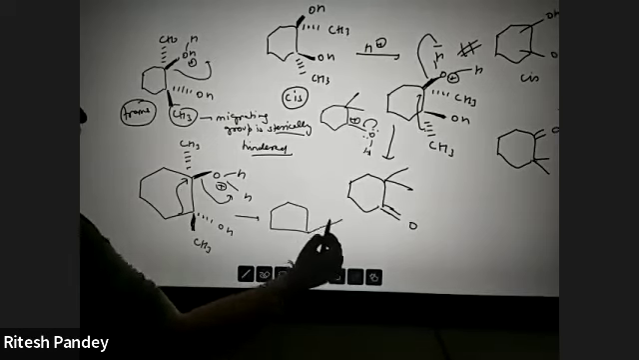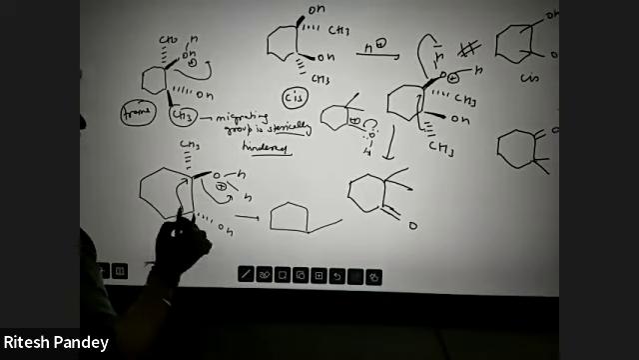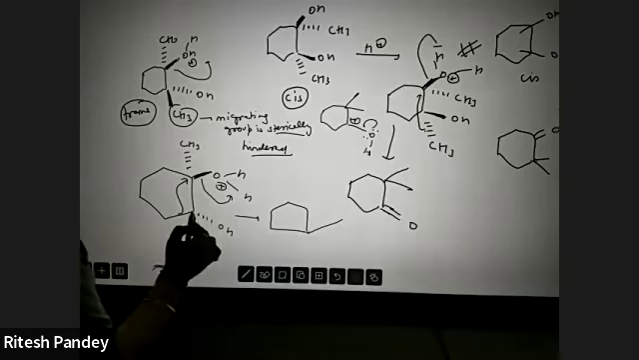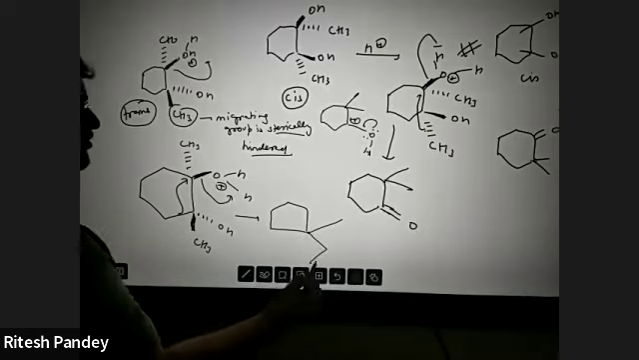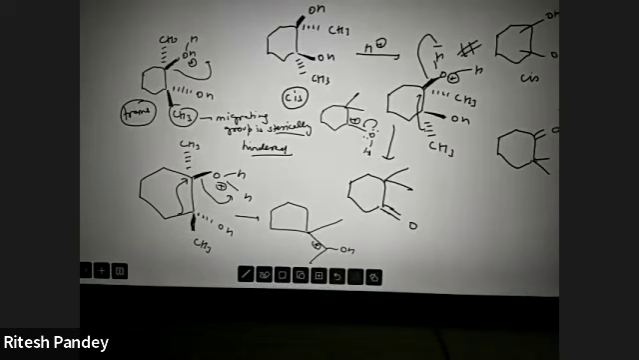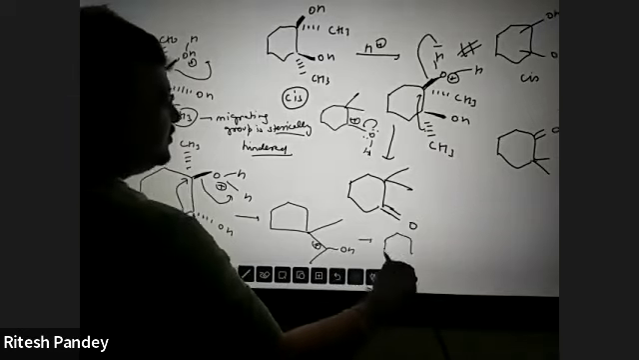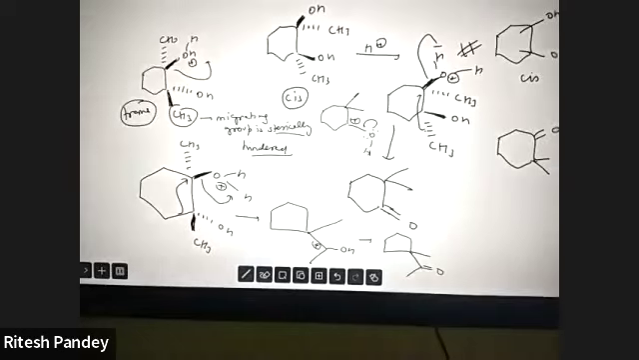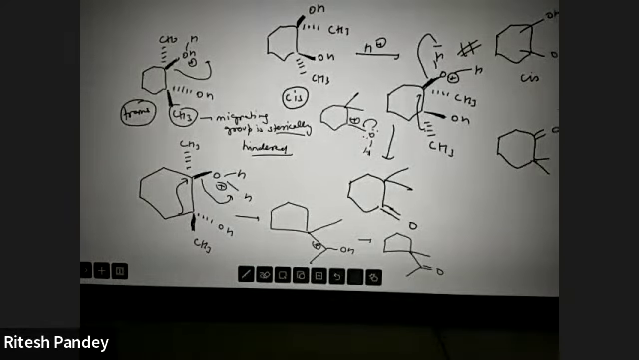If the methyl is attached, eventually it will come and stick to this one. You'll have OH with a positive here, which will lose H+ to give the final product. So this is what is going to happen, and this is a standard case from SM Sanyal.